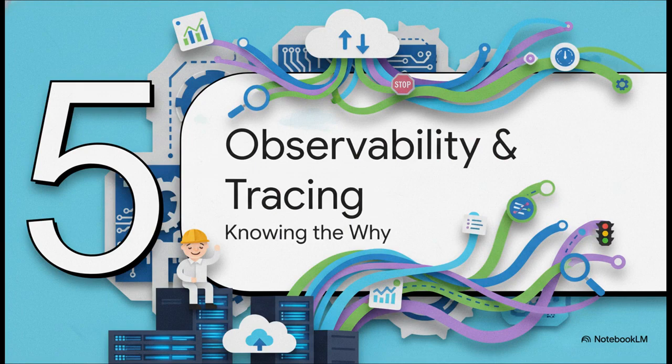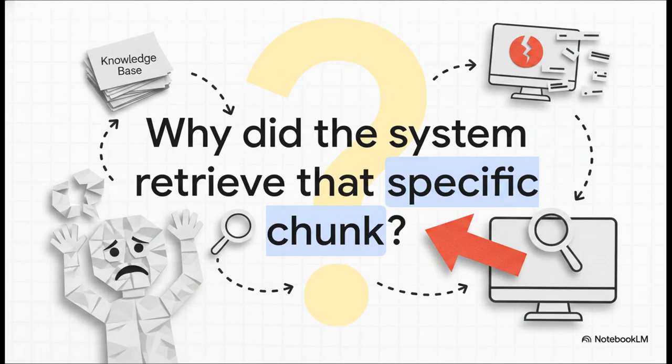Finally, Section 5, Observability and Retrieval Tracing, knowing the why. Honestly, this is arguably the most important section for your sanity as an engineer. We've all hit the absolute peak of frustration. A user files a ticket saying the RAG system gave them a confidently wrong answer. Your first thought has to be, why did the system retrieve that specific chunk? That is the exact question you must be able to answer immediately when things fail in production. Let me tell you, a generic "the system broke" log is completely useless here.